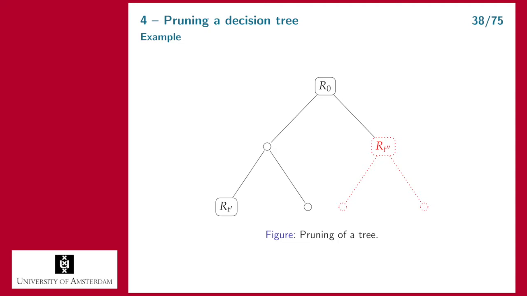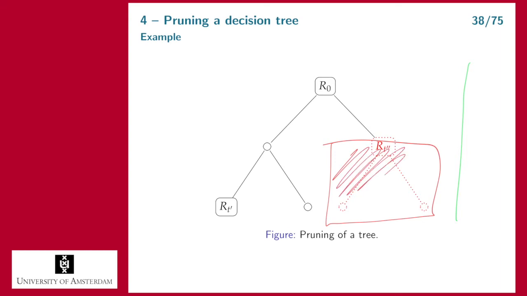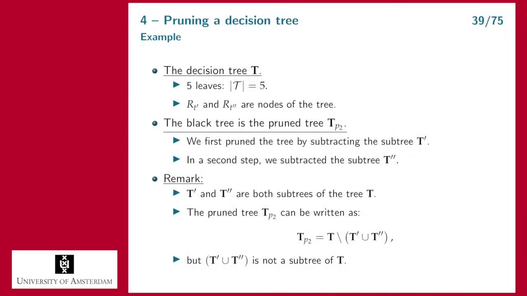We can continue the process of pruning because now we have again a tree and a subtree here. So we can say, well, let's subtract the subtree from the initial tree and we end up with a smaller tree, a pruned tree that is here. So in this example, we started from a tree T with 5 leaves, then we took out 2 subtrees, and we end up with a smaller tree with only 3 leaves.